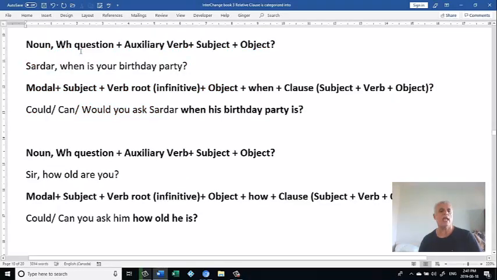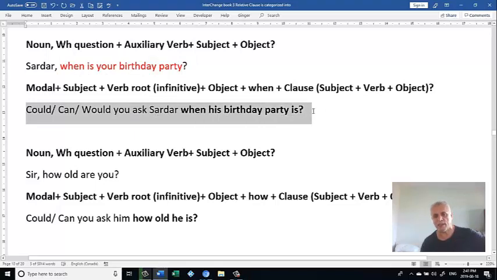Now let's go to this one. Noun, W question, auxiliary verb, subject, object. Sardar, when is your birthday party? Then same thing, say could or can or would. Then we say the first part: could you ask Sardar when his birthday party is?